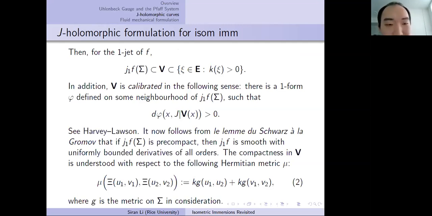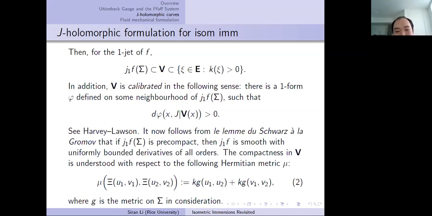And then I consider the image of my one jet. So the image of the one jet maps into this component V for my bundle E, and also being epsilon elliptic means that J1F sigma actually maps into the part where the extrinsic scalar curvature K is strictly positive. And yeah, all of these are discussed in Labourie's paper.